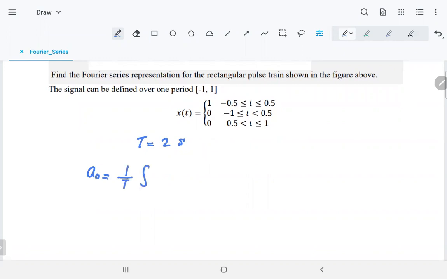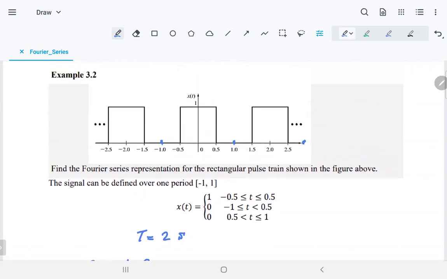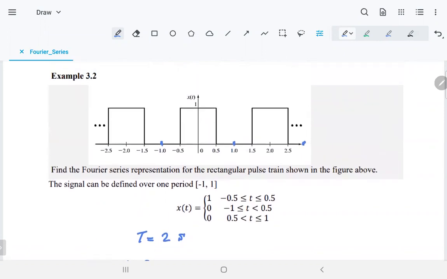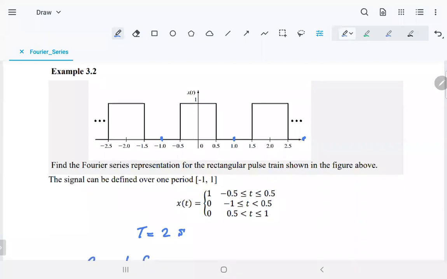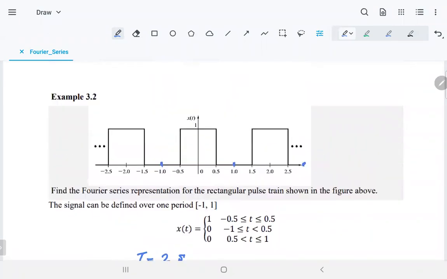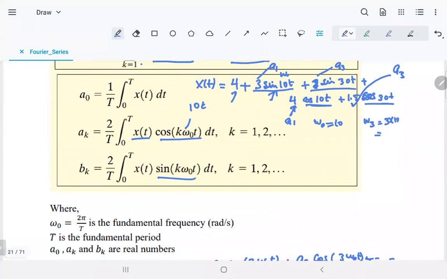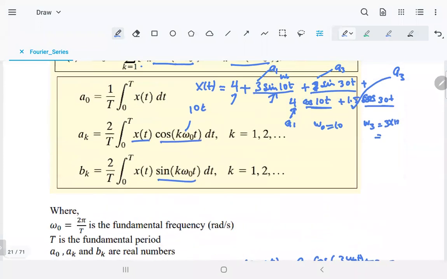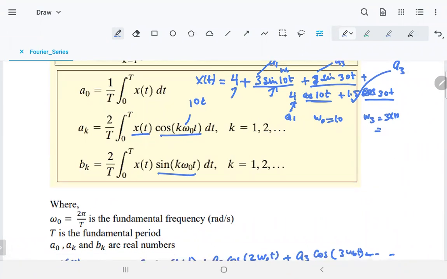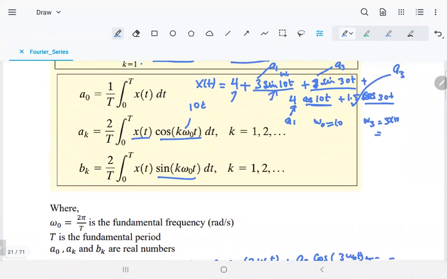integration over 1 period. By the way, you can choose where you are going to integrate. You can choose from 0 to 1, from -1, to whatever you want. What I'm trying to say is the period T is equal to 2 seconds, so you can integrate from 0 to 2 or from -1 to 1, whatever you like. Let me do it from -1. Here I wrote from 0 to T, it means you start from 0. No, it's the integration over 1 period, and you choose the easy one for you.